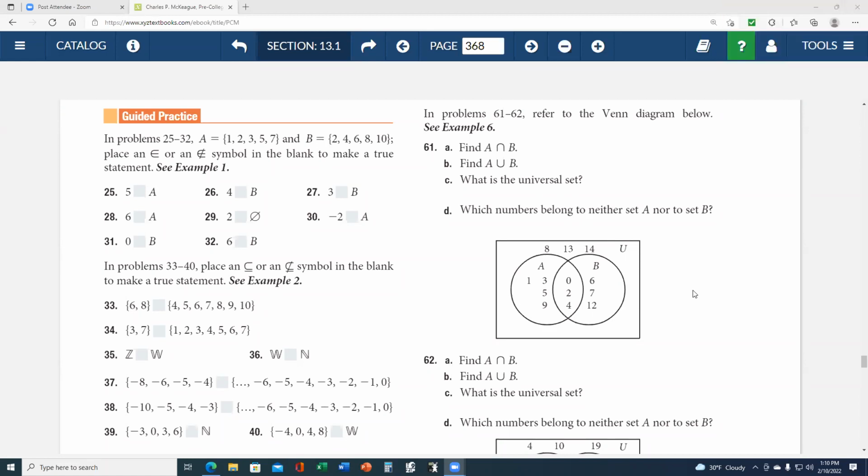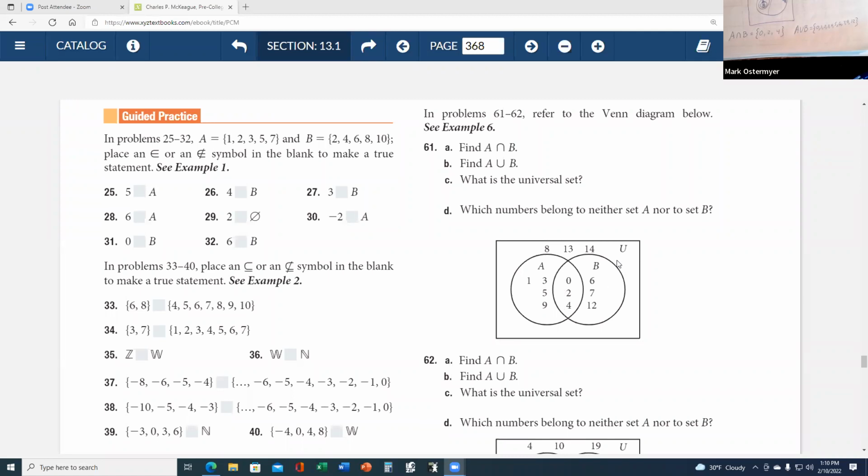8, 13, and 14. And also all the elements found in set A and what? B. Do you agree? Yes. Because set A is a subset of the universal set. So is set B. It's a subset of the universal set. Because every element in A is also found in the universal set. Every element in B is also in the universal set.